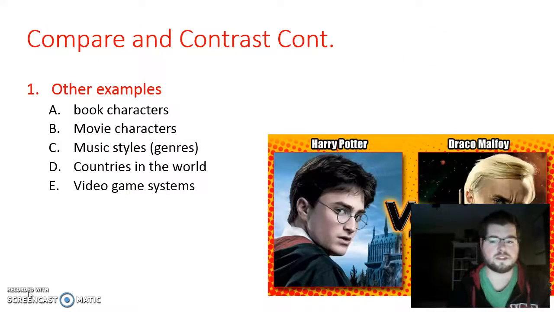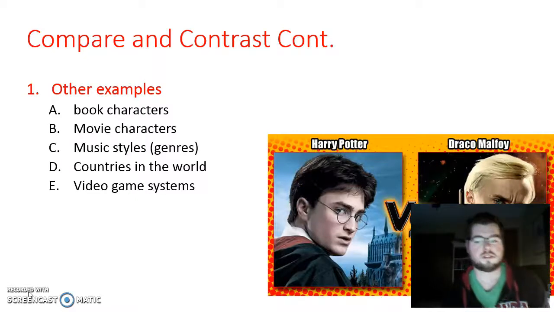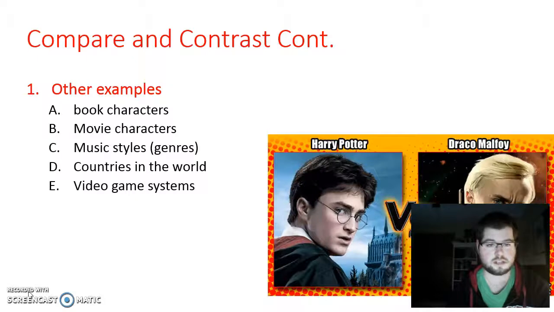Some other examples of things you can compare and contrast are book characters and movie characters, like Harry Potter to Draco Malfoy. You can do music styles or genres, like country or rock or rap to jazz. You can also compare and contrast countries in the world, like different types of things that they export and import, or maybe their different economies. And you can also do this with video game systems, like PlayStation and Xbox.